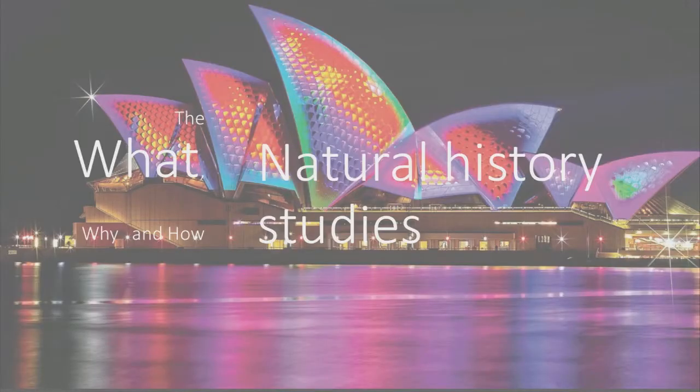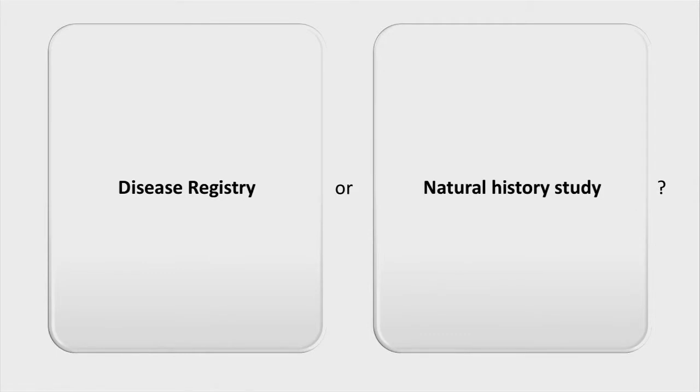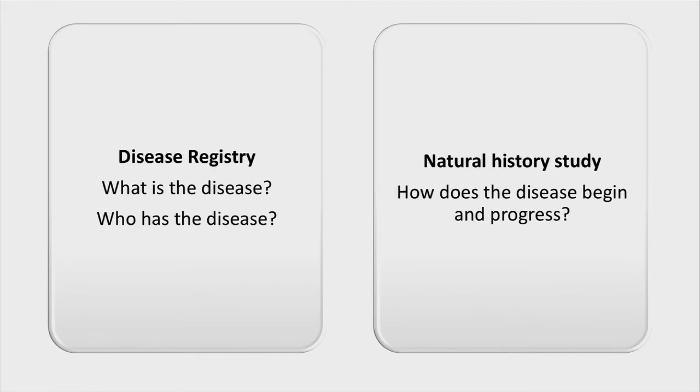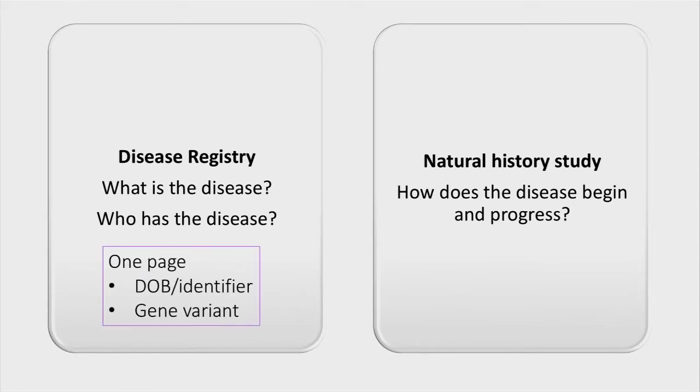So what is a natural history study? Well, some people say, is it the same as a disease registry or is it different? And the answer is they're quite different. A disease registry is much more simple. It's an identifier for the patient. And one of the things we have to worry about is the same patient being in several registries. So we have to work out some identifier so we don't report the same person 10 times. And maybe their gene variant, etc. A natural history study is much more looking at the disease process. So that's just to emphasise that when people say registry and natural history study, they're different.